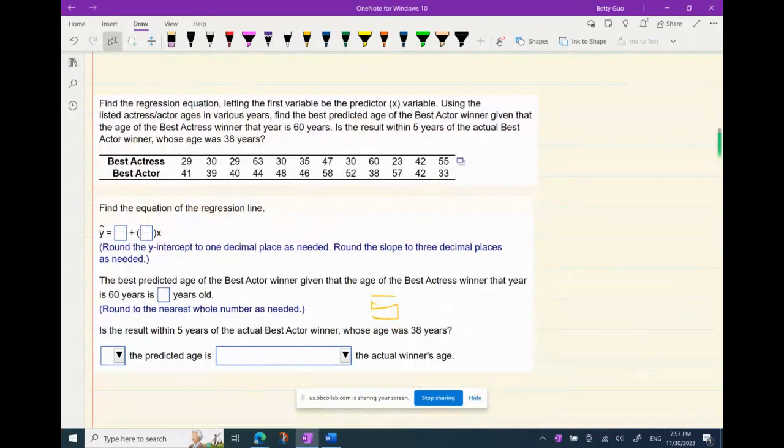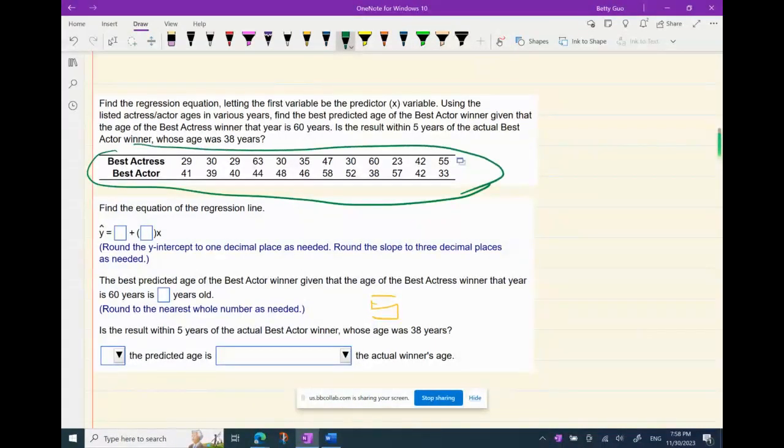Find the regression equation, letting the first variable be the predictor or independent variable, using the listed actress-actor ages in various years. Find the best predicted age of the best actor winner, given that the age of the best actress winner that year is 60 years. Is the result within 5 years of the actual best actor winner, whose age was 38 years? Okay, so normally I mainly just look at this table.